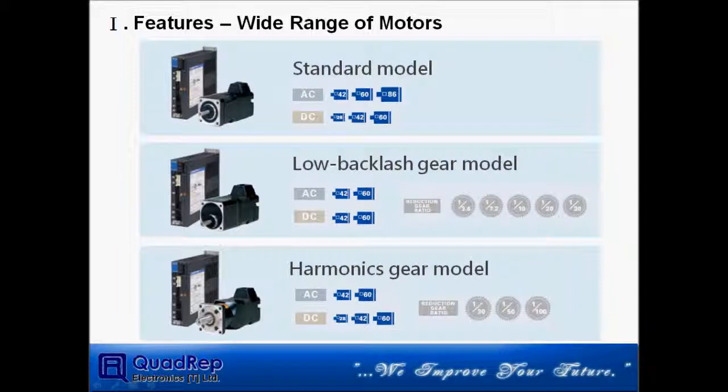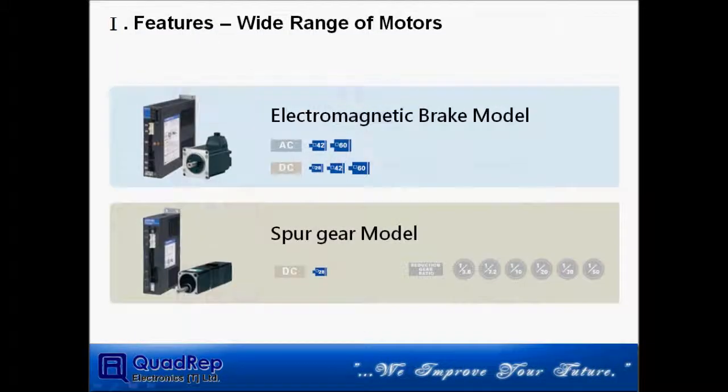SANMOTION provides a wide range of motors such as standard, low backlash, harmonic gear, electromagnetic brake, and a spur gear model.